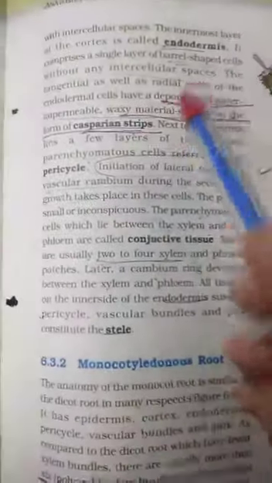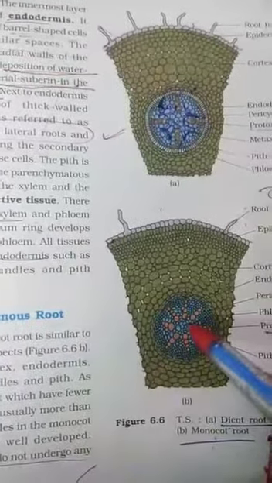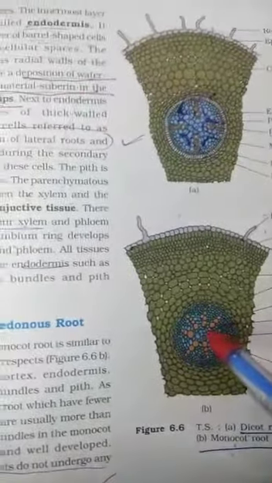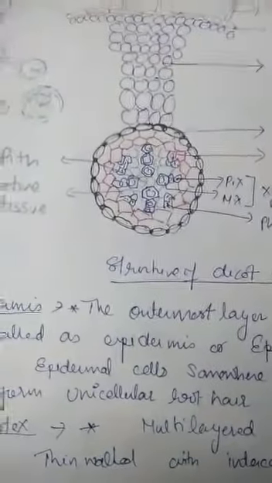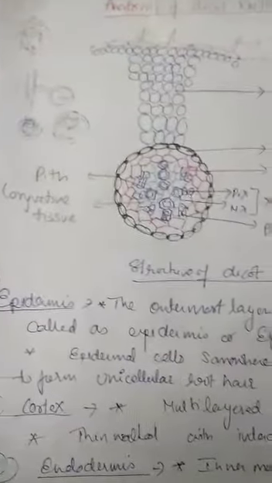So children, now we are discussing the anatomy of dicot root. Its structure is given here and its description is given here, and this is the diagram of dicot root transverse section, and this is the diagram of monocot root transverse section. I have prepared the notes of dicot root, and by observing this, you are to prepare the rest of the notes of monocot root, dicot and monocot stem, and dicot and monocot leaf.